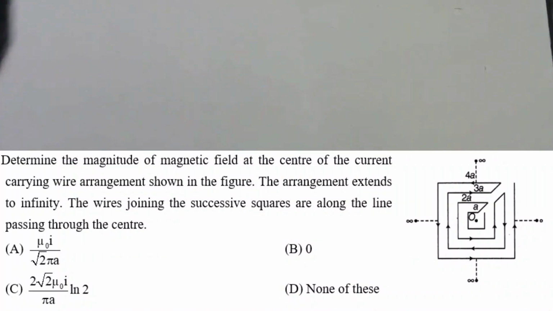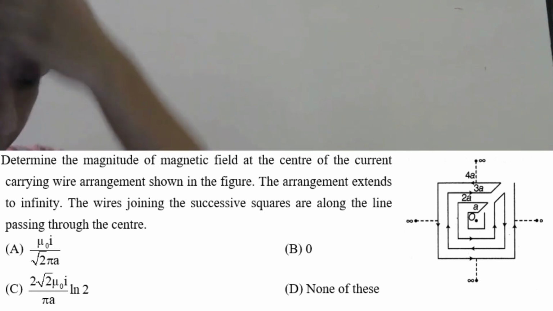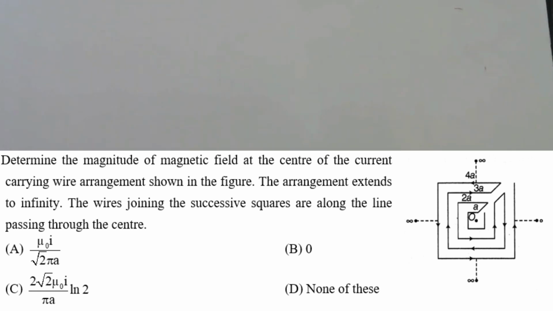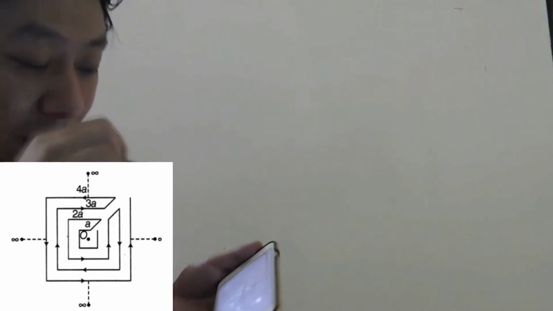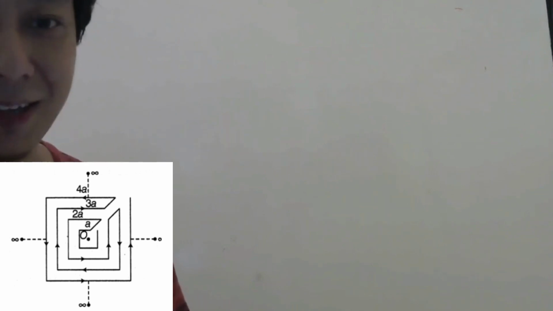Okay, students? So in question number 14, they are saying, determine the magnitude of magnetic field at the center of the current carrying wire arrangement shown in the figure. The arrangement extends up to infinity. The wires joining the successive squares are along the line passing through the center. But if you look at the diagram, you will find that there are squares, and the small gaps which are there, you have to neglect.